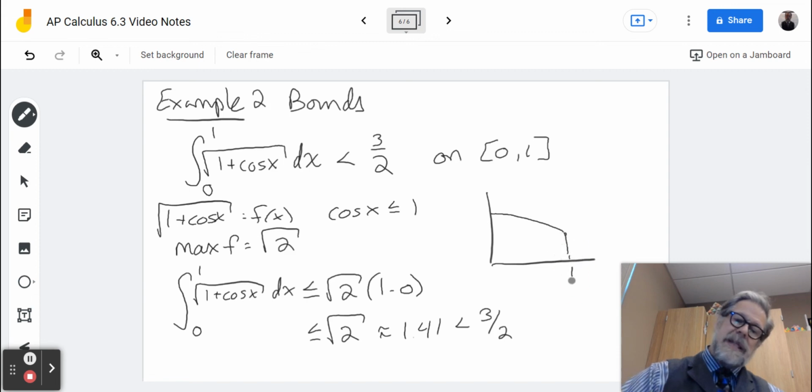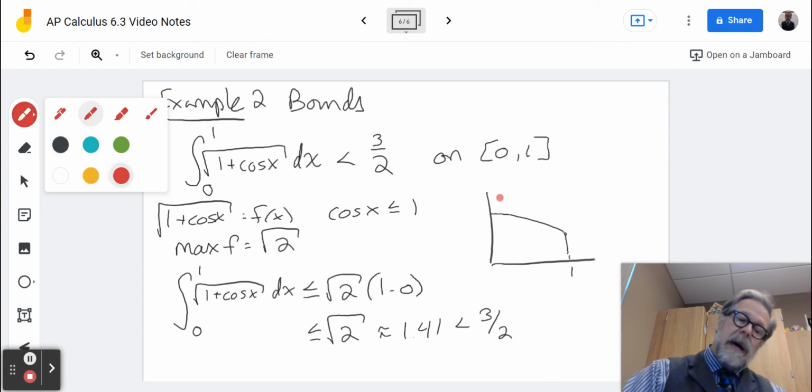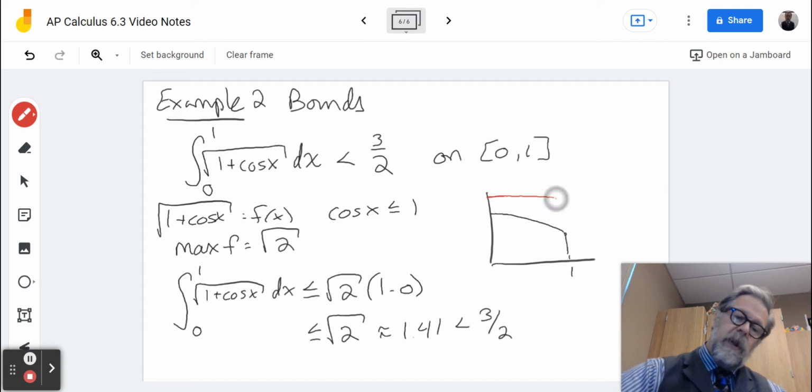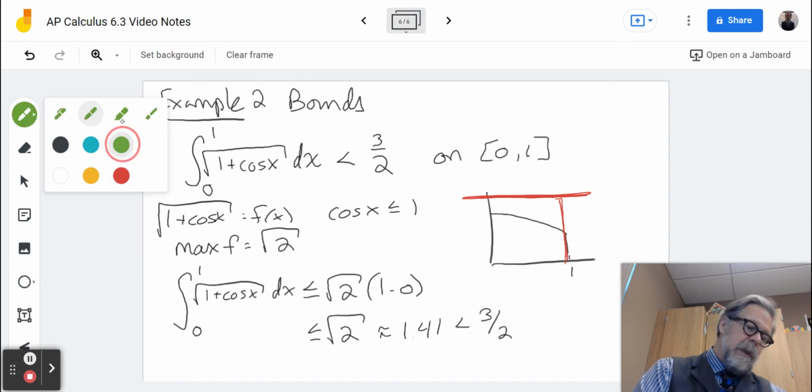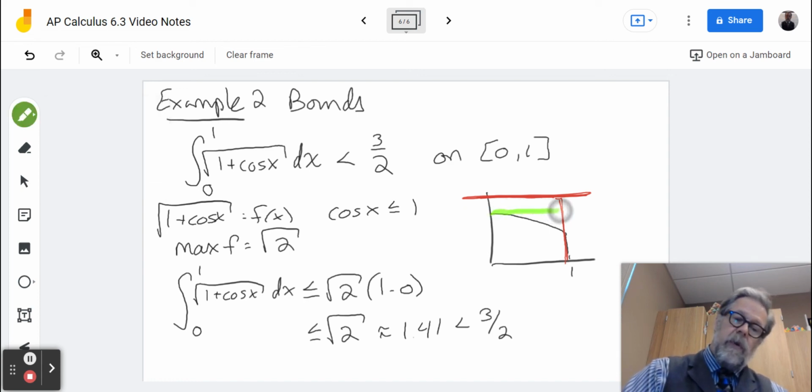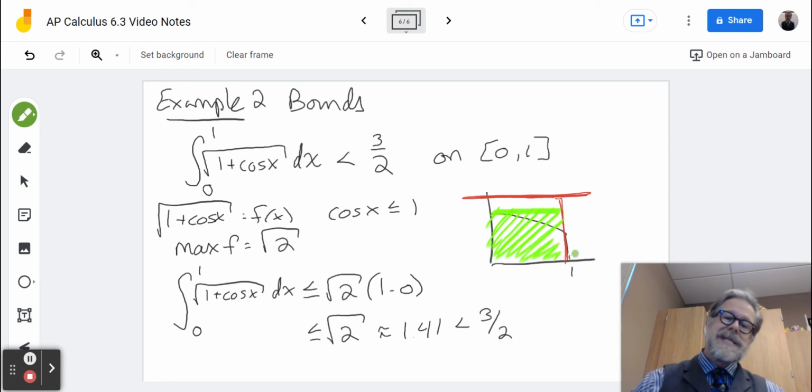Graphically, if you wanted to look at this, what we see is that the cosine function from 0 to 1 looks something like this. The maximum value of this integral is, oh yes, that's the limit we're interested in. And the maximum value of this integral, of course, is going to be equal to this right here, which is square root of 2.